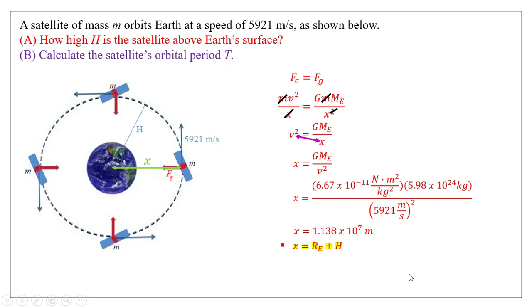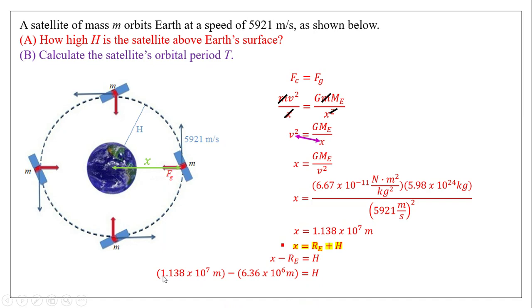Okay. Well, I know what r Earth is. So that's a constant. I know what x is. I just found that. So to find h, I'm just going to subtract both sides by r Earth. So this r Earth that's positive, I want to move to the left side of the equal sign. That makes it minus. So here, in order to find h, I simply take x minus r. Well, I know what x is. I know what r is. I'm just going to find h.